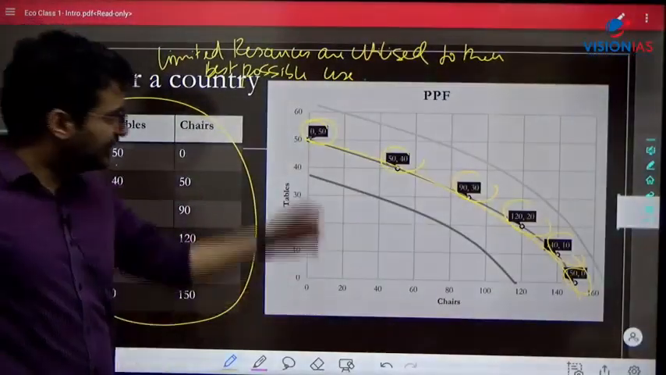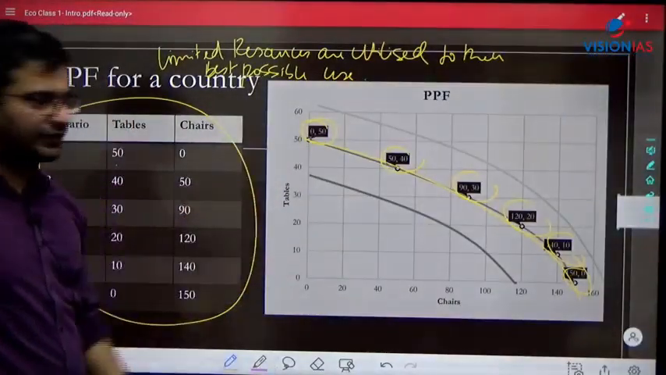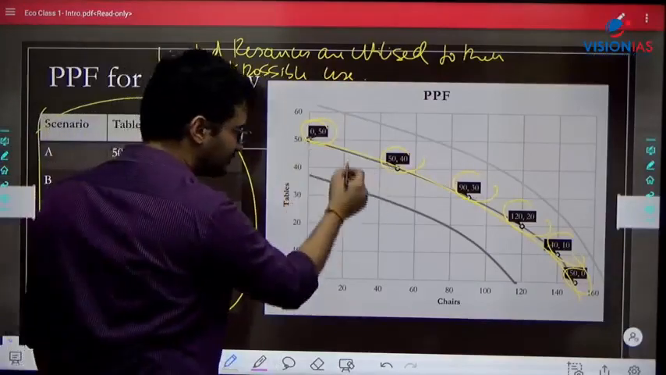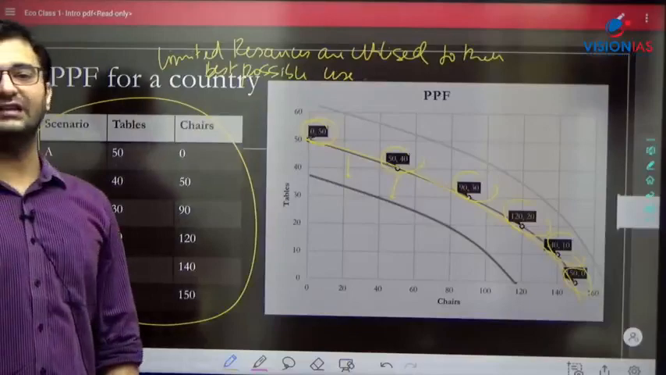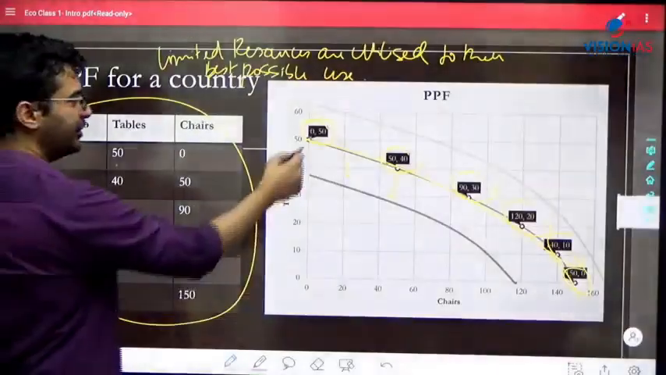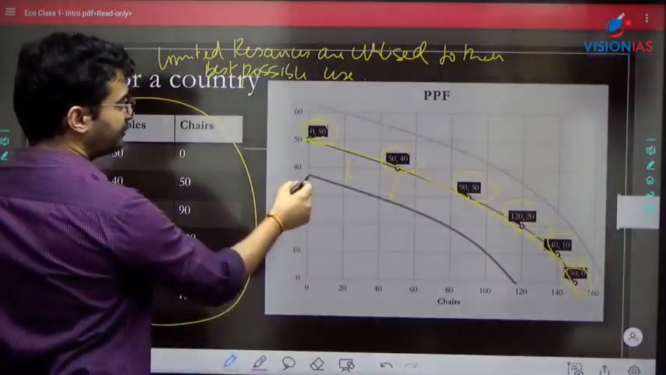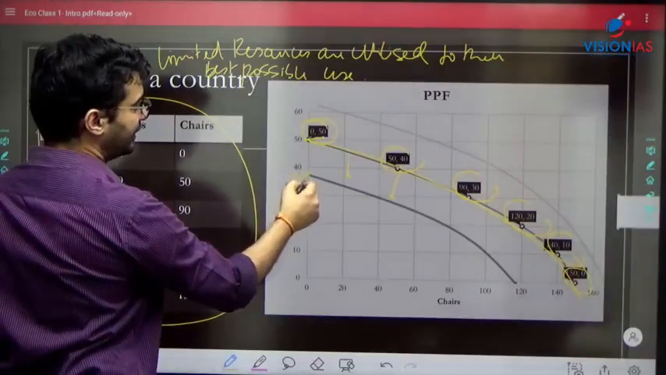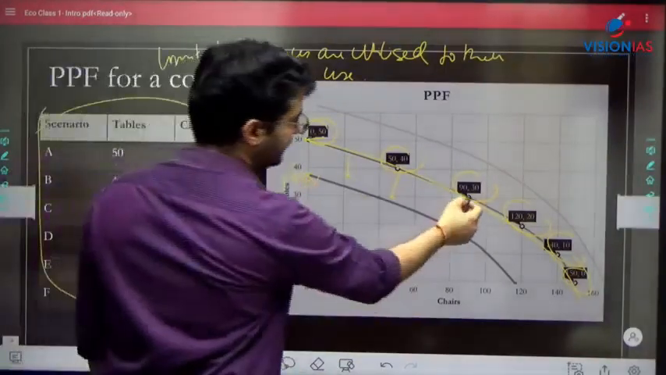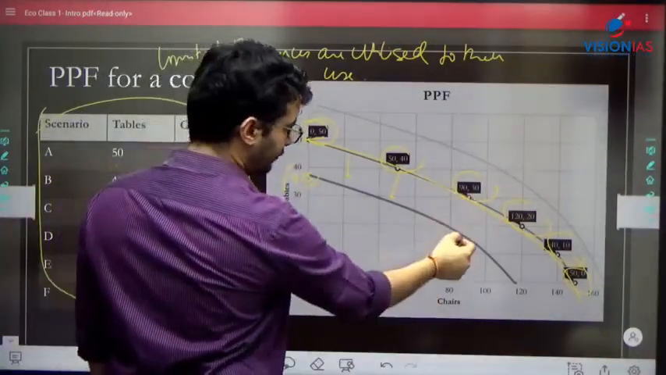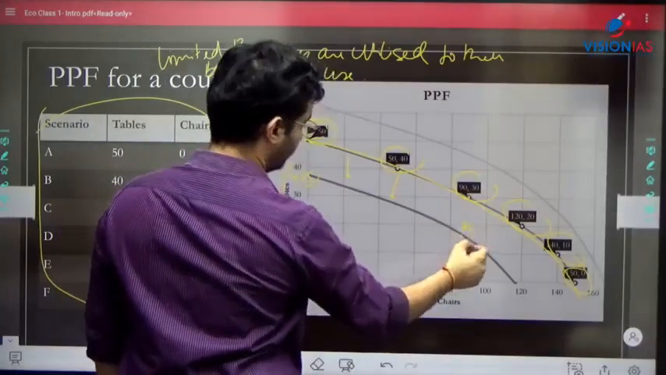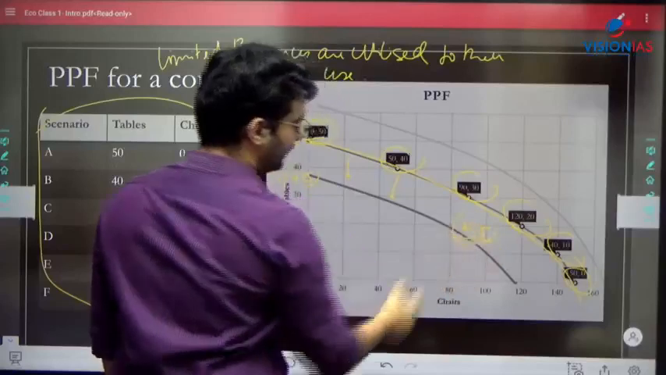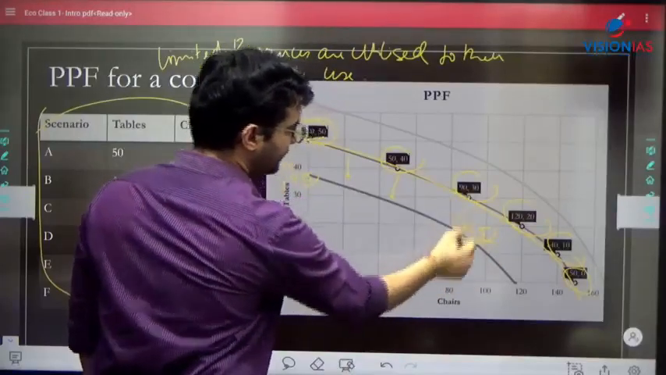However, if this country produces less than this combination, if this country produces less than this combination, rather than producing 0,50, the country is producing 0,35, or rather than producing 90,30, the country is producing, let's say, 85,15, less than what can be produced.